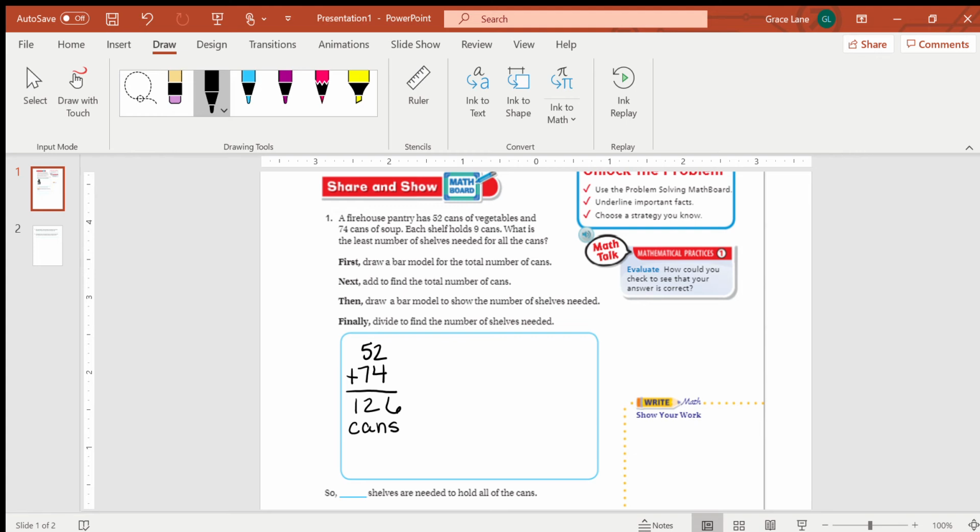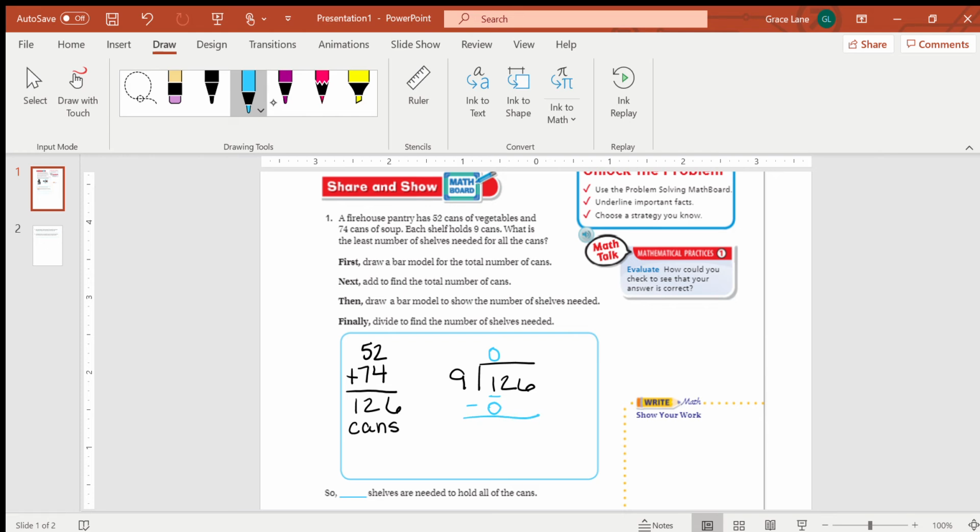So to figure out how many shelves I need, we're going to divide our cans by 9. I think you guys should probably have enough room to work this out on your paper. If not, you can use scratch paper, or I think on the side there's a place to show your work. So 126 divided by 9. Remember that you start with the 1. 9 can't go into 1, so remember we start with a 0. Or if you know how to skip this step, go ahead.